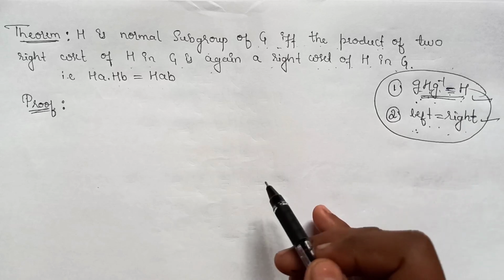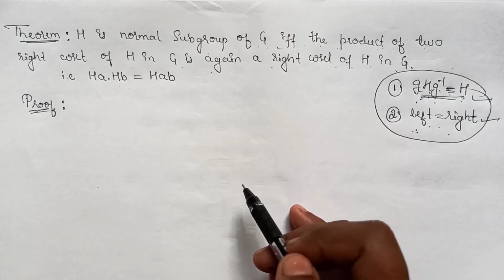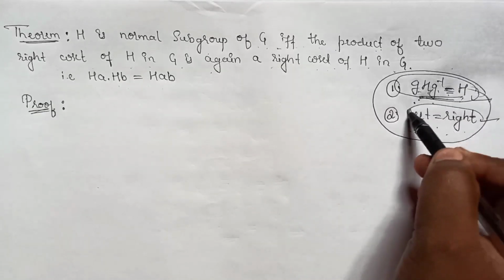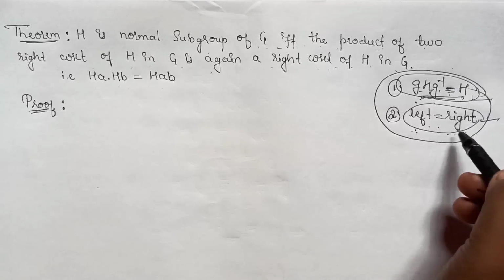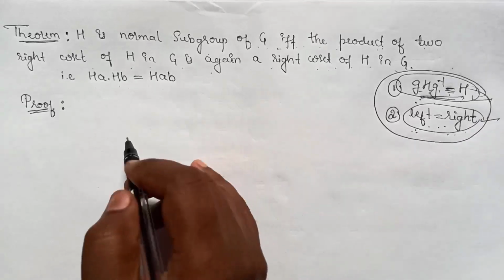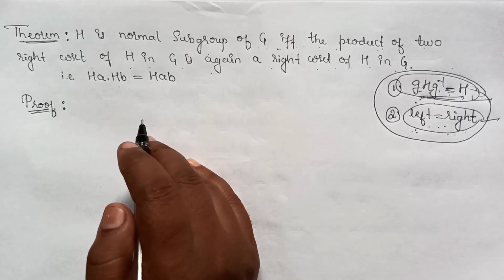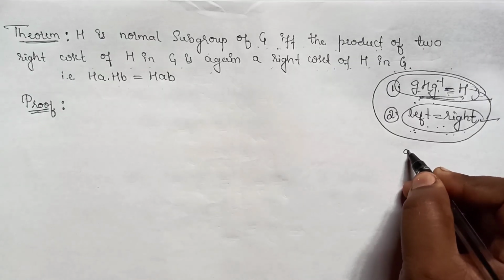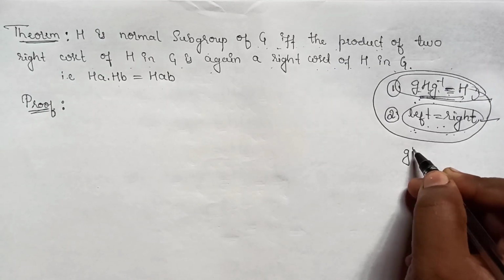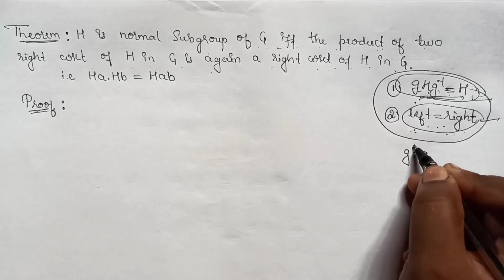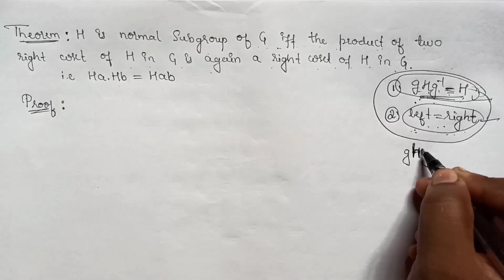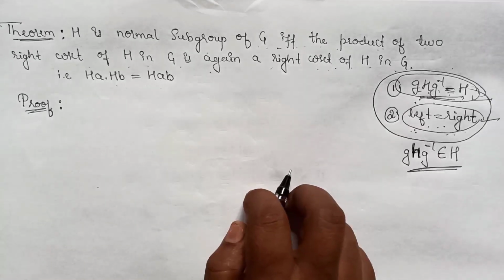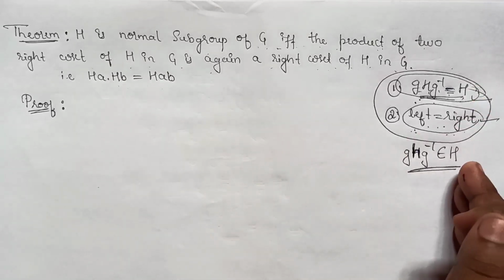That means to show that H is a normal subgroup of G, either we have to show this condition or we have to show this condition. That means we use these two conditions to prove this theorem. Or by the definition also we can prove this theorem. That is, a subgroup is said to be normal if and only if ghg inverse, with small h, belongs to the set H. This is by the definition. We can use any one of these conditions.